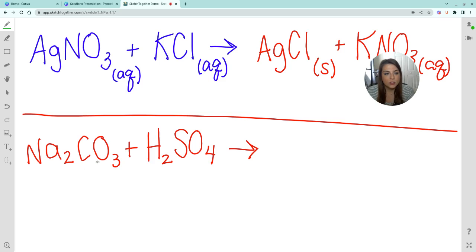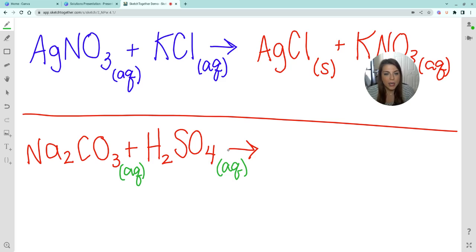So looking at the sodium carbonate, sodium is a group 1 ion, so it will always dissolve with no exceptions. So that sodium carbonate will be aqueous. The same is true for the sulfuric acid. Hydrogen is a group 1 ion, so it'll always dissolve with no exceptions. Sulfates don't love to dissolve, and neither do the carbonates, but they are bonded to ions that dissolve all the time, so that's not relevant at this point.